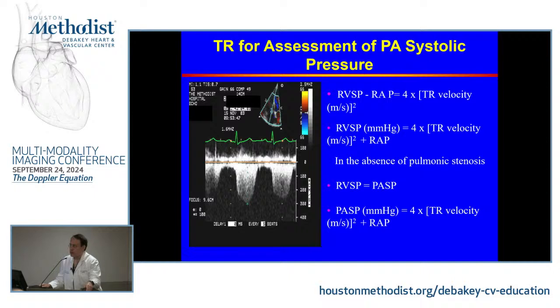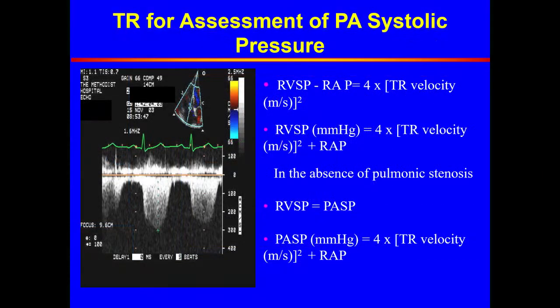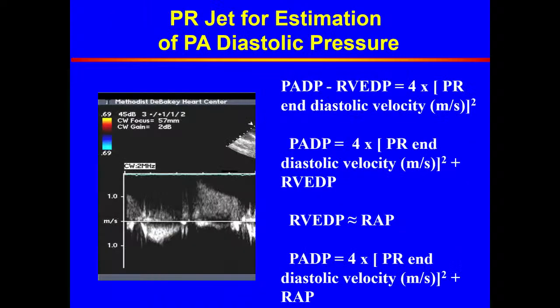Most patients, of course, there are patients with congenital heart disease that can have pulmonic stenosis. But in the absence of pulmonic stenosis, the pressure in the right ventricle is the same as the pressure in the pulmonary artery. When you have good alignments and complete jets, we do a good job in getting reliable estimates of PA systolic pressure. With incomplete jets, it's a different story.